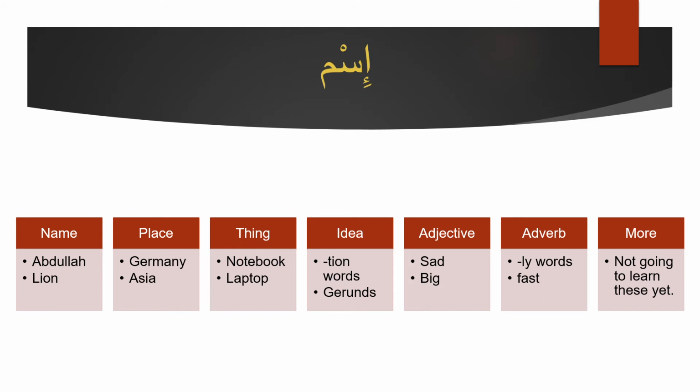So these are ideas. Ideas are things that we cannot touch. We cannot feel them physically with our five senses. They are in our imagination. You can use the word like justice, that's also an idea. Liberty, freedom, justice, we learned this in our history books. All these are ideas, okay?